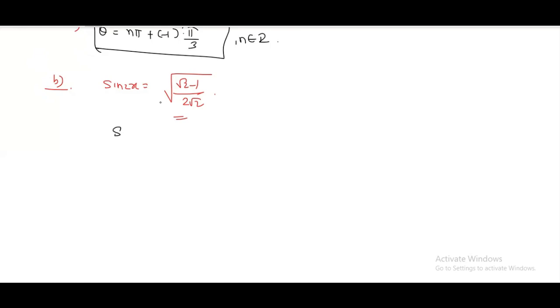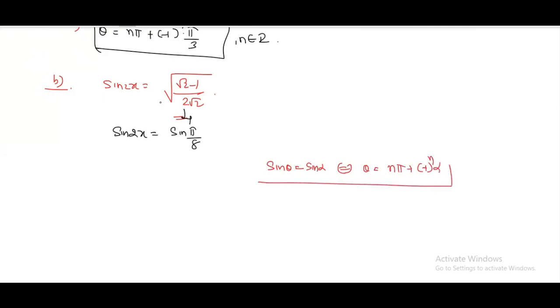So how can we write this one? Sine 2x is equal to, the value of this one is sine pi by 8. So here we can apply the formula: sine theta is equal to sine alpha, then theta is equal to n pi plus minus 1 whole power n into alpha. So this is equal to, we can apply here 2x is equal to n pi plus minus 1 whole power n into pi by 8.